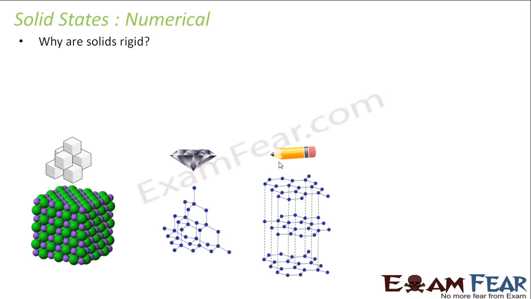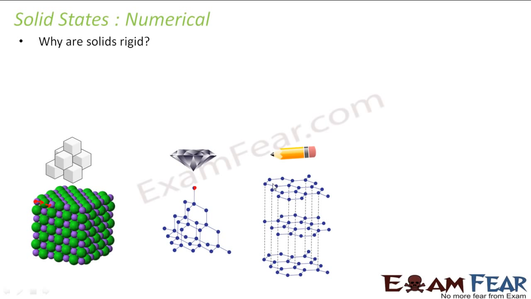NaCl or diamond or graphite, if you see the intermolecular force of attraction between the constituent particles, that is, ions and atoms or molecules, they are very strong. You see the attraction between these is very strong, right? Here obviously this is all carbon. The attraction between these carbons is very strong. In graphite, the attraction is also very strong.